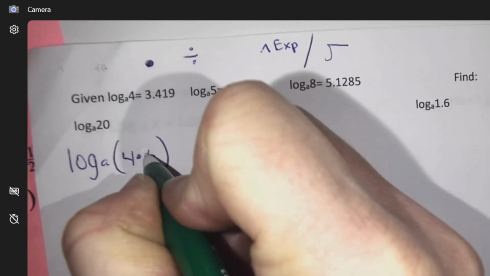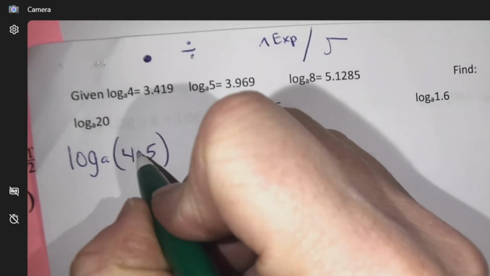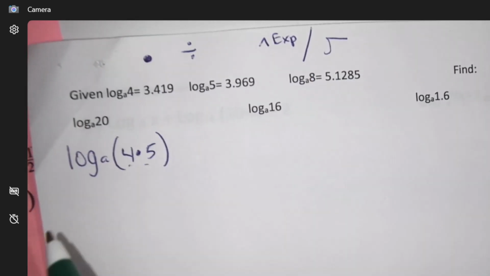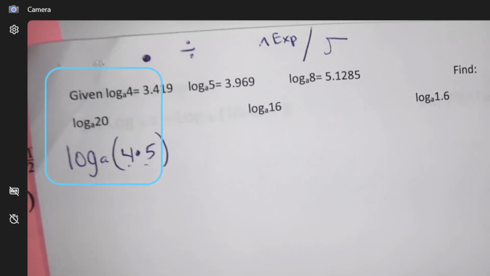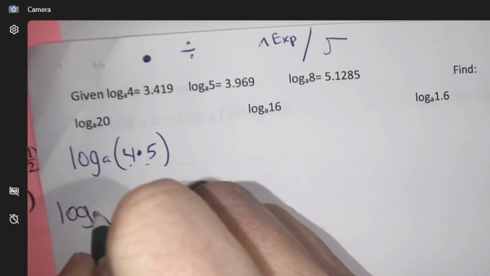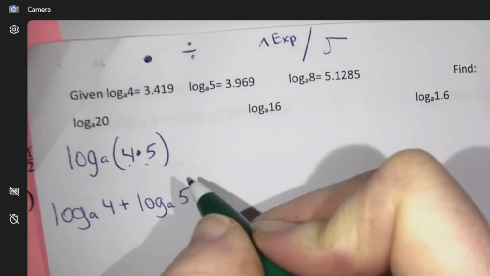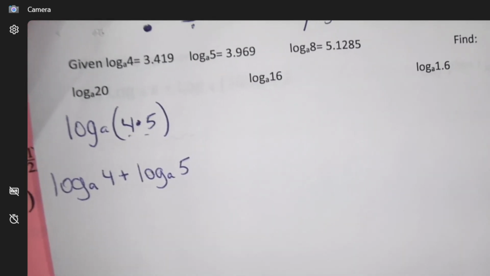4 times 5. Is that legit? 4 times 5 is the same as 20, right? Okay, if 2 items are multiplied, what could you do? What's the rule? You can separate them with adding.